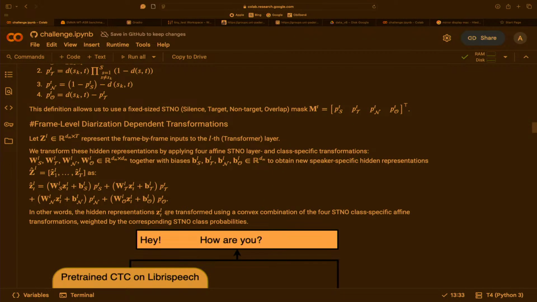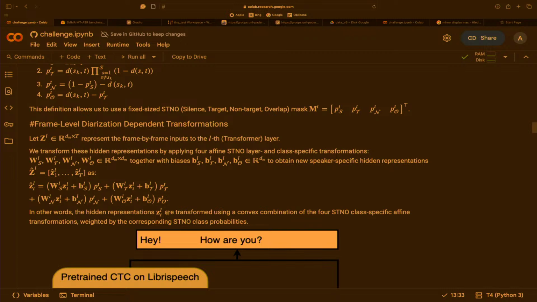These probabilities are just per-frame probabilities of these 4 events: silence, target speaker, non-target speaker, and overlap. So what does this equation say? Yes? With the probabilities, you basically choose which linear layer to use. Yes. If it's like one-hot encoding, it just chooses. If it's probabilities, then it blends. So it's a convex combination of 4 transformations.